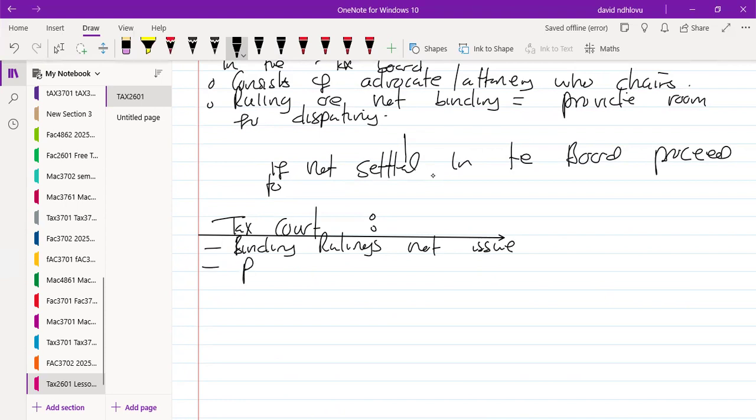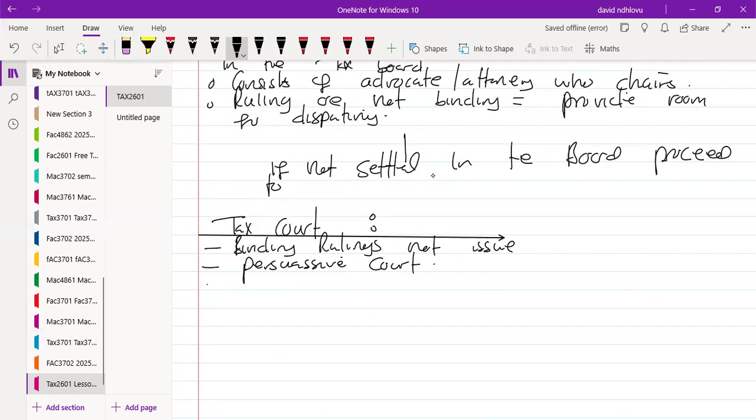Right. It's a persuasive court. We bring in the learned judges here who will hear the case and give their input. But their input is not rulings. Therefore, those are not binding on SARS and the taxpayer. If anyone has got a dispute, they can go ahead to the next court.